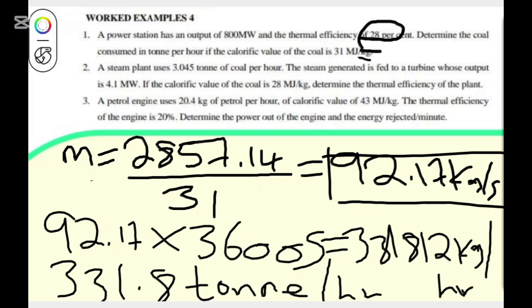As you can see, the 331,812 kg per hour is now turned to 331.8 because the kg now turns to ton. So therefore the value of 331,812 kg per hour is the same thing as 331.8 ton per hour. So now this is the final solution to the first question.